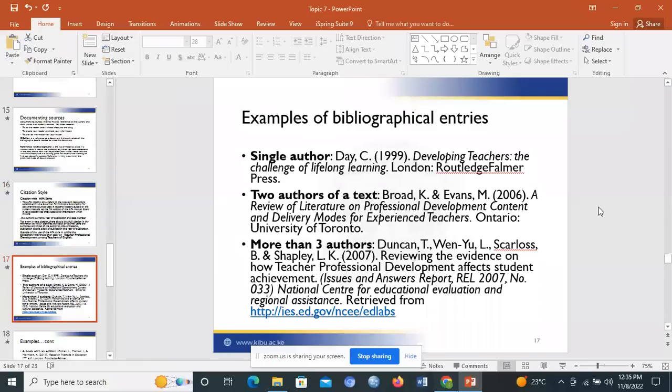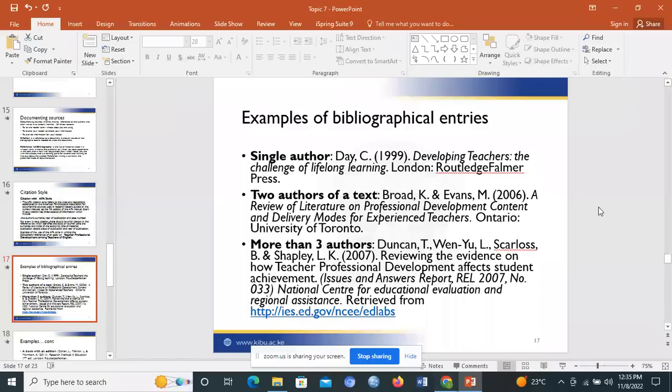When the writer had a single author or had a material that had a single author, this is how they did the referencing. They had the surname of the author, and the surname of the author is Day. This is separated with a comma, and then the initials of the author's other names, which is a capital C, and then the full stop. Then we have the year of publication in brackets. The year is 1999.